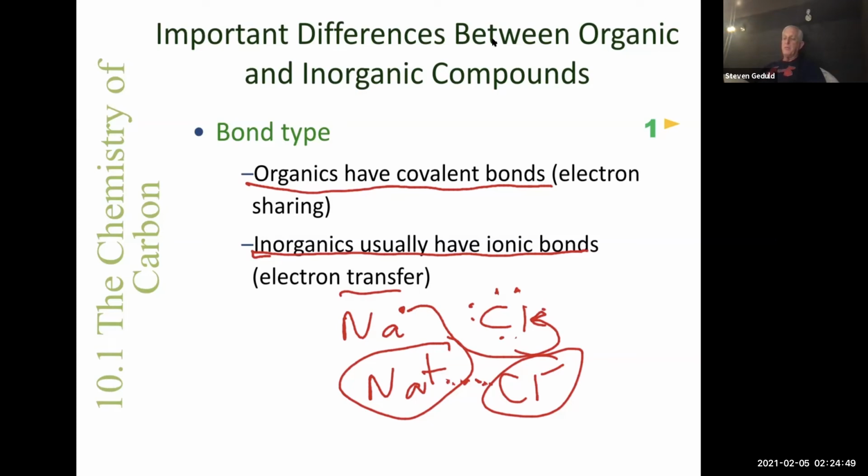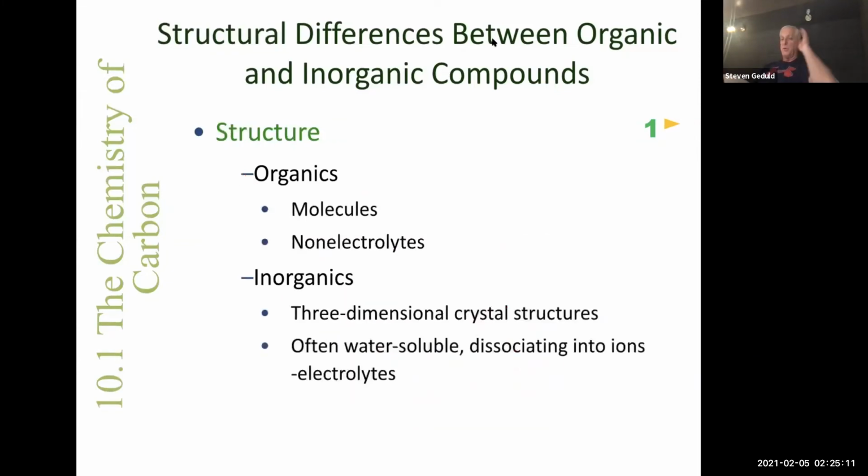Okay, so the big difference between organic and inorganic: organic is covalent bonds, where they share the electrons. Inorganic is polar bonds, where electrons are transferred, actually given from one atom to another, creating opposite charges, and that pulls them together. So far, so good. That's a little review from general chemistry.